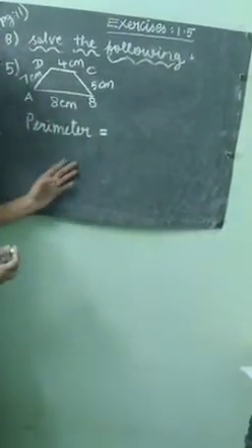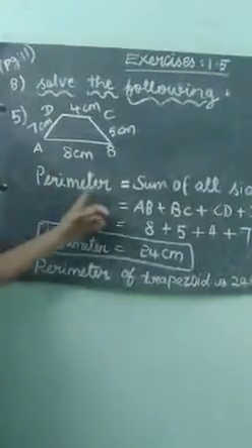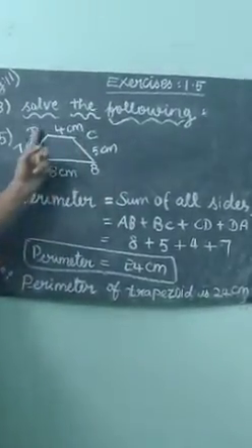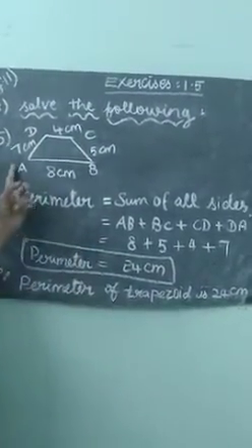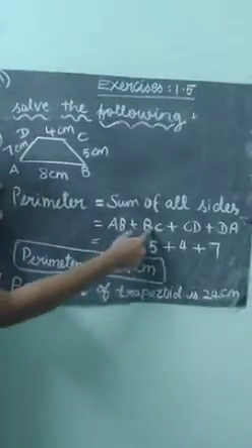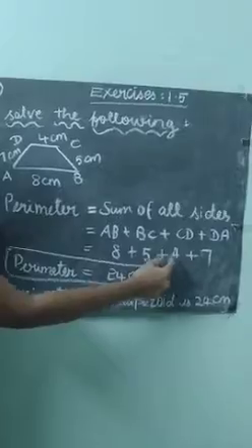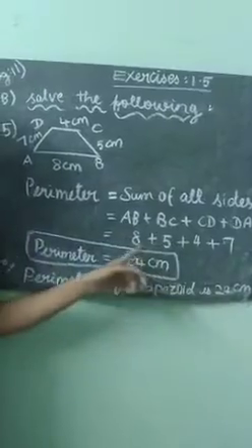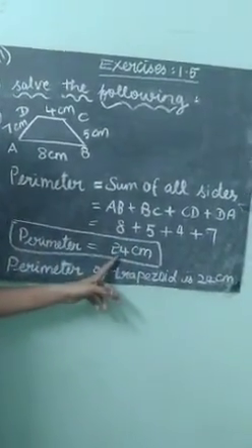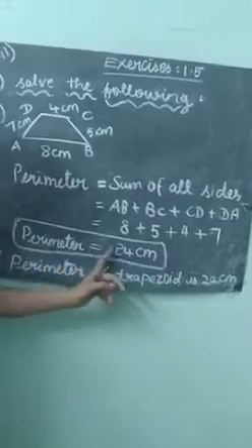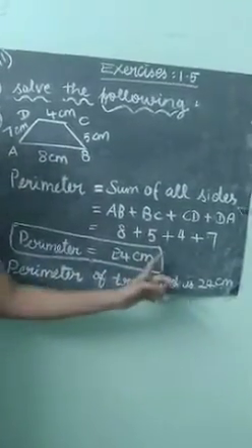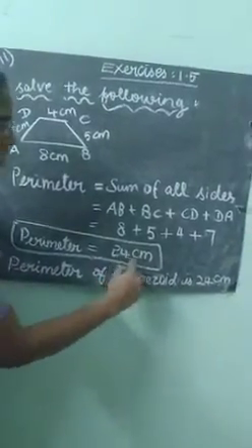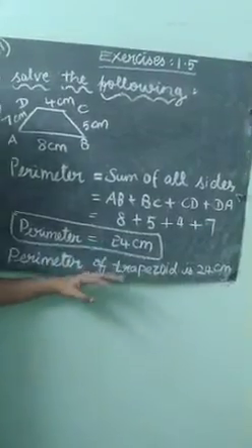Same process. Perimeter equal to sum of all sides equal to AB plus BC plus CD plus DA. Then third step, substitute the values. AB 8 plus BC 5 plus CD 4 plus DA 7. Then add the 4 numbers. You get the final answer 24. So perimeter equal to 24 centimeter. Put the box and then take the pen and write the final answer: perimeter of trapezoid is 24 centimeter. That's all, ma. This exercise is over.